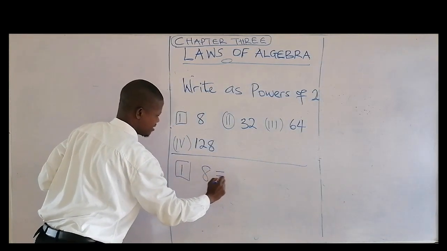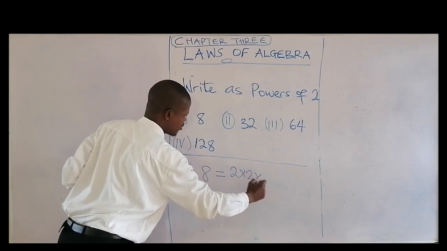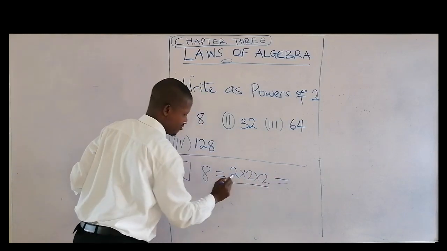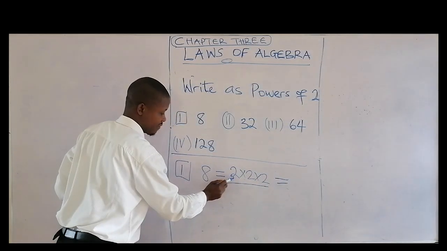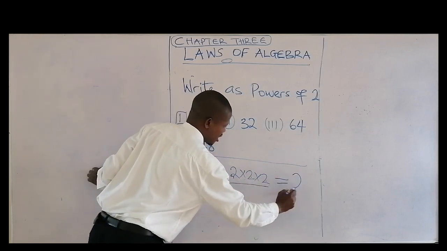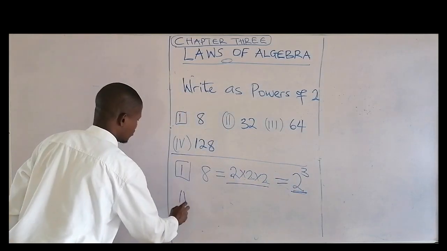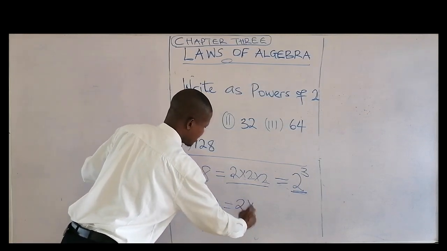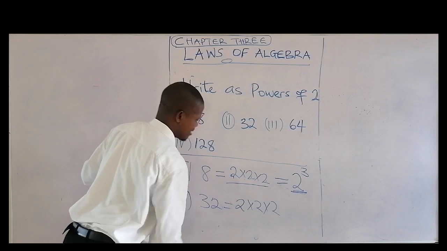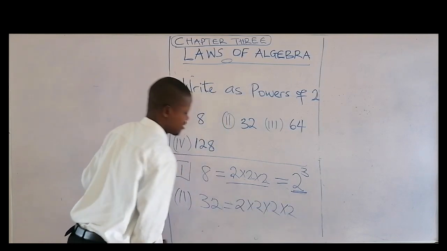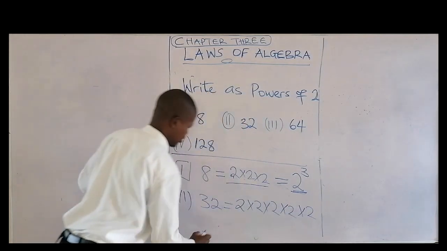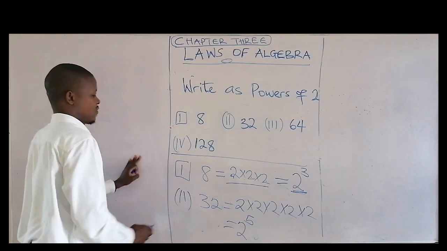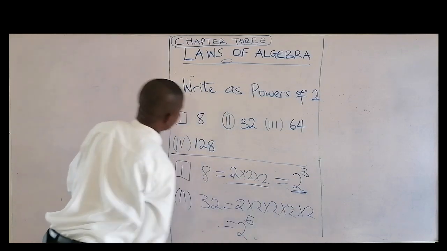8 is something as 2 times 2 times 2. So if you want to write it as a power of 2, the question is how many of these do you have? 1, 2, 3. So that will be 2 to the power 3. The second one, 32. 32 will be 2 times 2 times 2, that's 8, times 2, that's 16, times 2, that's 32. That's 2 to the power 5. 1, 2, 3, 4, 5.